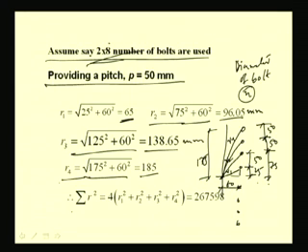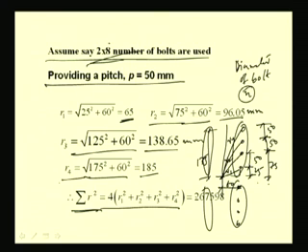Now, summation R square will become 4 times R1 square plus R2 square plus R3 square plus R4 square, because similarly at the bottom it will be, and at the left side also 4 will be. So, 4 into R1 square plus R2 square plus R3 square plus R4 square is becoming 267,598. After calculation we are getting summation R square as 267,598 millimeter square.